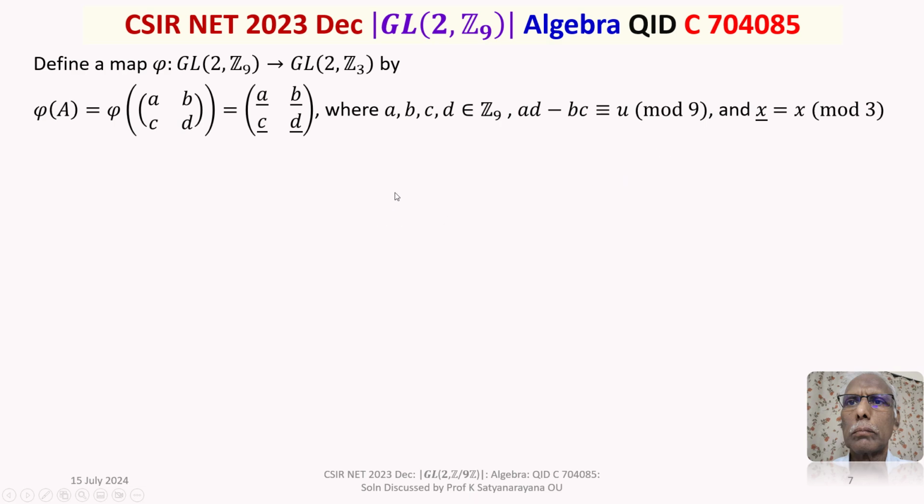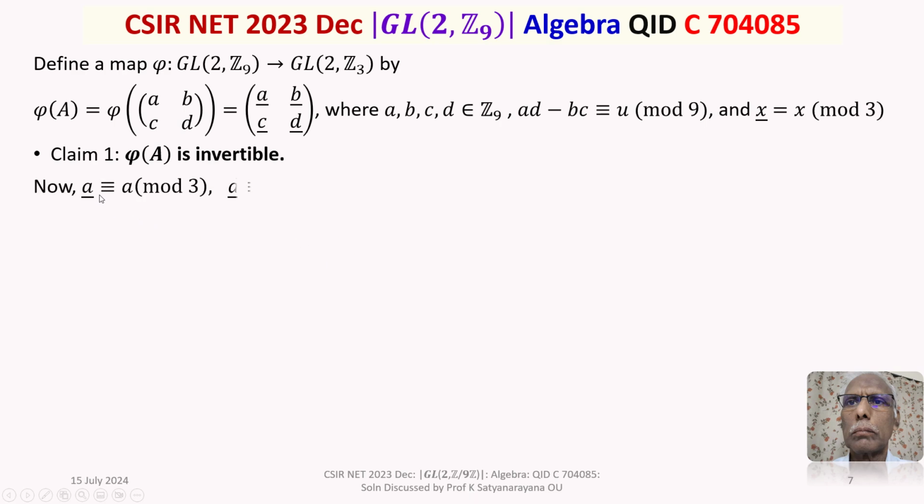Right. Now the question is, once again, what is the guarantee that this 2 by 2 matrix A underscore, B underscore, C underscore, D underscore is an element of GL2 Z3? Is it invertible? Our first claim is that phi of A is invertible. That means A underscore D underscore minus C underscore B underscore is not equal to 0 in Z3, because Z3 is a field.